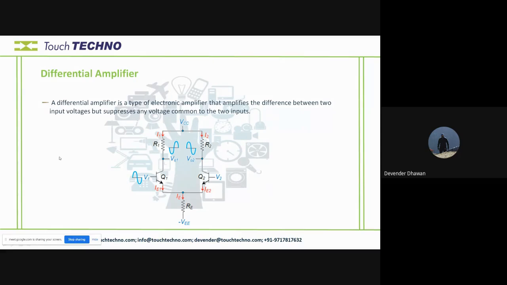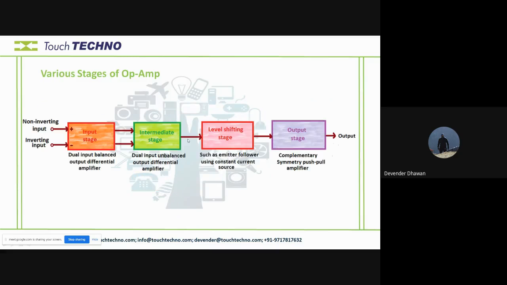This basically increases our signal to noise ratio also, because many times ground is a source of our noise, which is eliminated here. There are multiple other benefits also, but I'll not go into all that. That is why this particular differential amplifier is being used in making this op-amp.